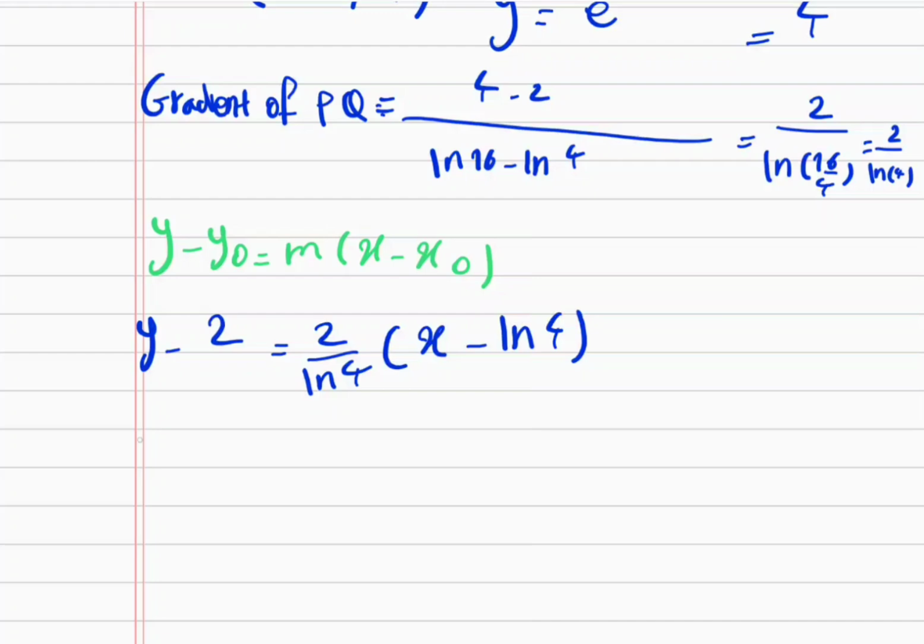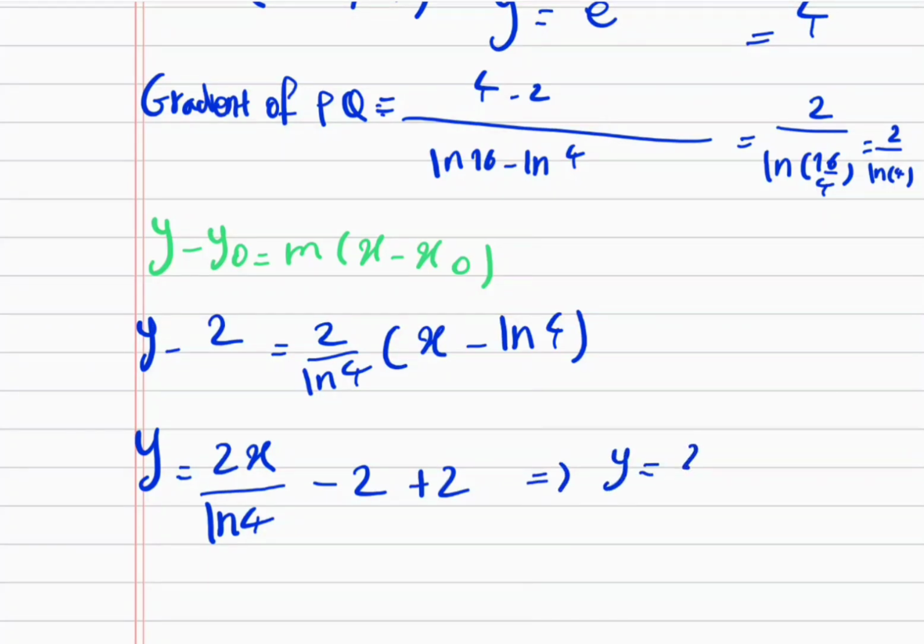So we have 2x over ln 4, and then we get minus 2 plus 2 on the other side. So the equation becomes y equals 2x over ln 4. So this is the equation of the line PQ.